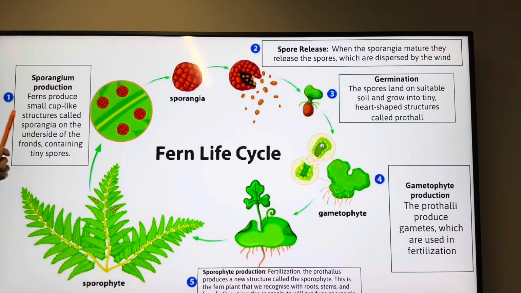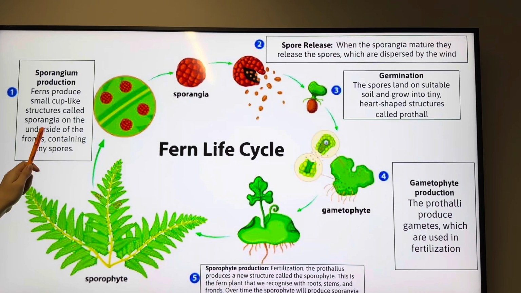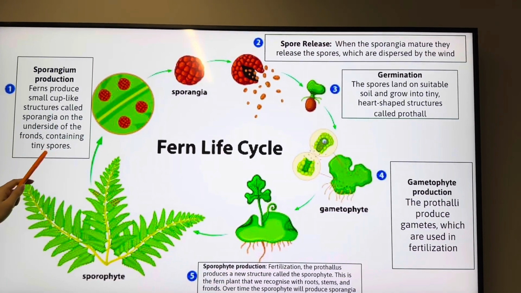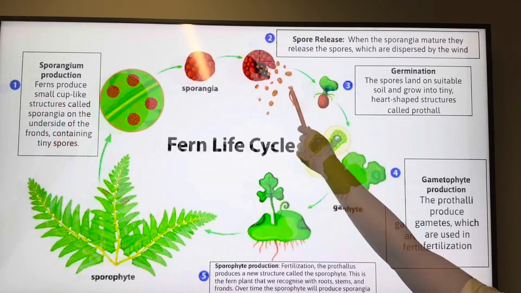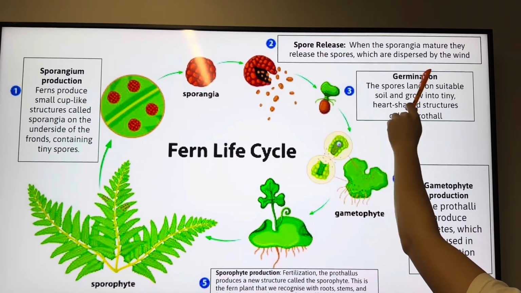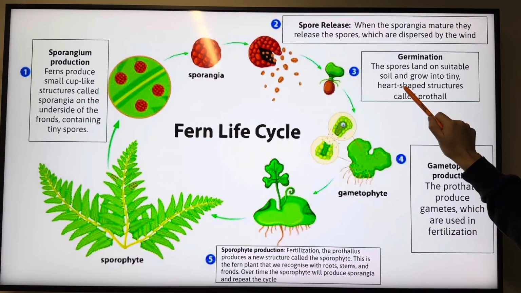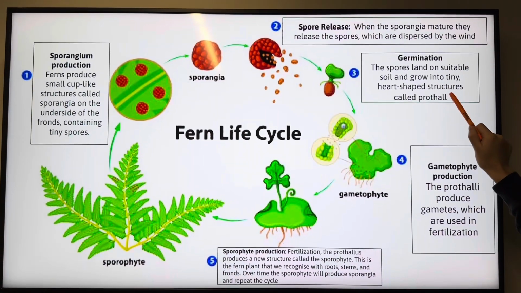Let's take a closer look at the fern cycle. The first step is sporangium production. Ferns produce small cup-like structures called sporangia on the underside of the fronds, containing tiny little spores. So the second step is spore release. When the sporangia mature, they release the spores, which are dispersed by the wind. The third step is germination. The spores land on suitable soil and grow into tiny heart-shaped structures called prothalli.